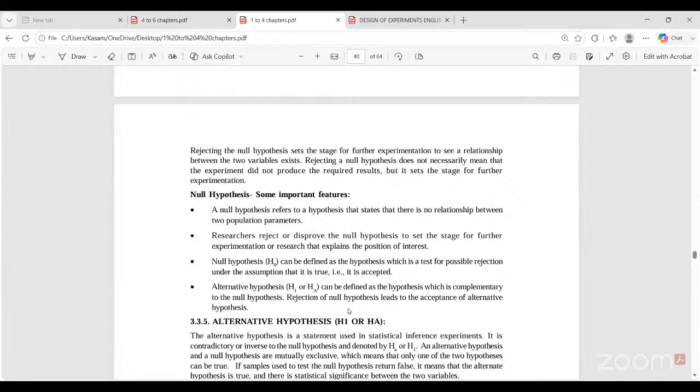Under rejection, yes, it is accepted. The null hypothesis can be defined as the hypothesis tested for possible rejection under the assumption that it is true. If it is true, we accept, right? Hello? Yes, sir, rejected means it is correct. No. Listen here. Which is the test for possible rejection? Under the assumption it is true. It was a mistake. Okay. Under the assumption that it is true, is it accepted or not?